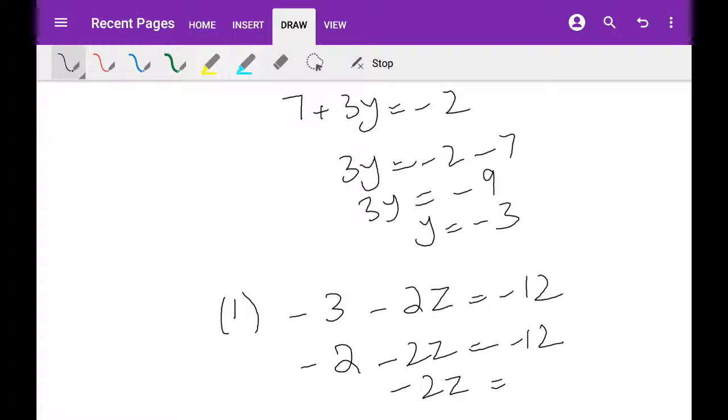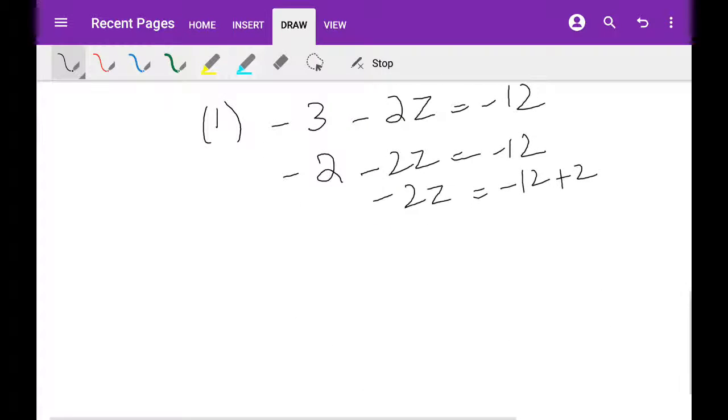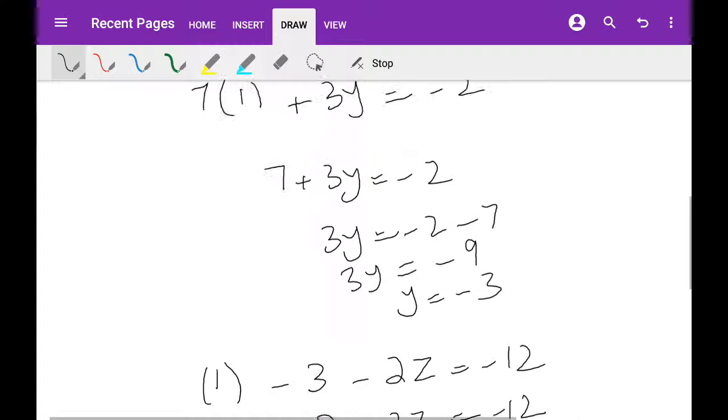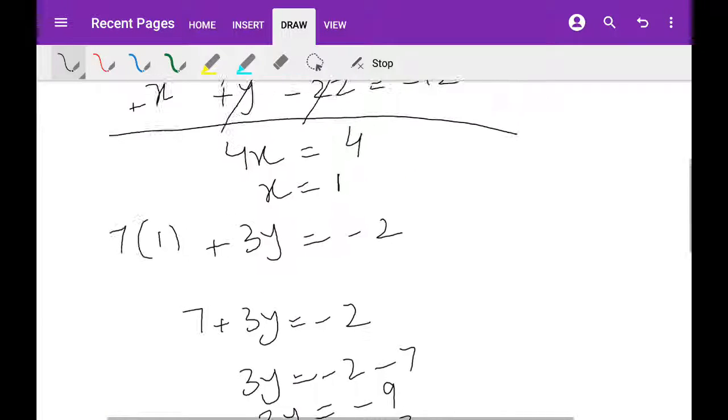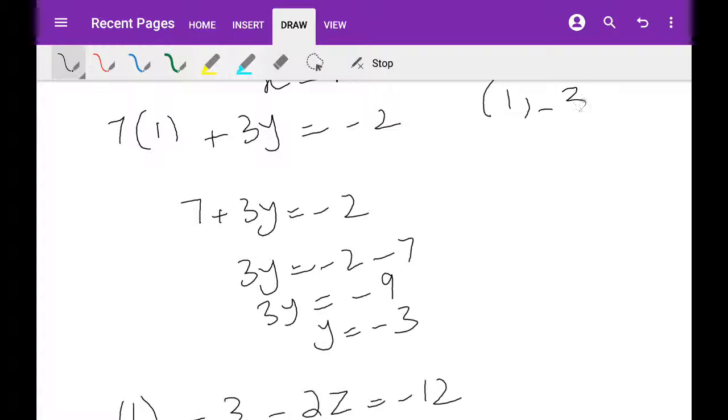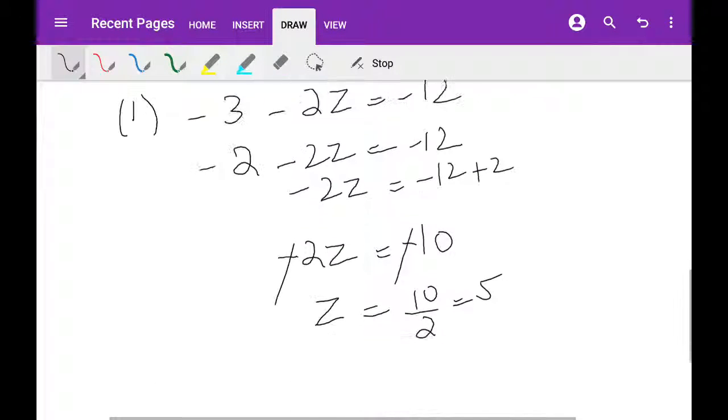So I'm going to move this negative 2 over, so it becomes negative 12 plus 2, leaving behind minus 2z equals to minus 10. Negatives cancel each other out, leaving behind 2z equals 10, and then we'll divide by 2 on both sides to solve for the value of z, so that will give me 5. So as you can see, I got my value of x is 1, y is negative 3, and z is 5.